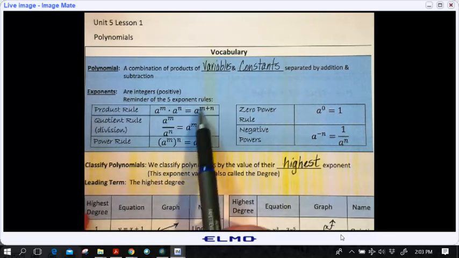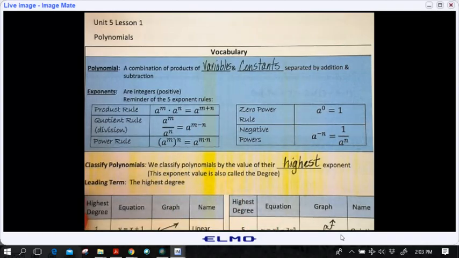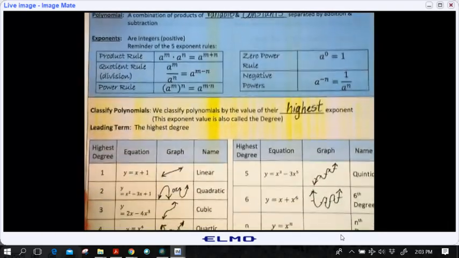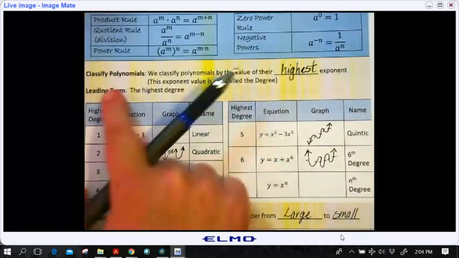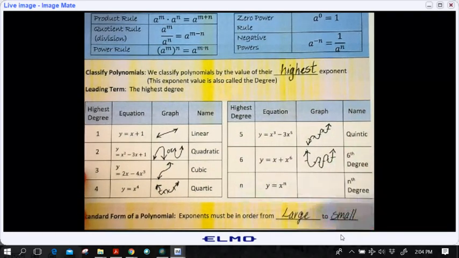So I just wanted to put those back here so that you did not have to go back in your notes to refer to them. All right, let's talk about how we classify polynomials. So this was supposed to print out in yellow for me, but that's all right. We classify polynomials by the value of their highest exponent. And then we call this exponent the degree.